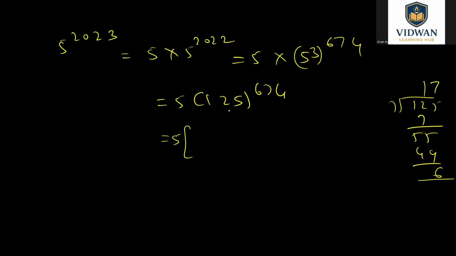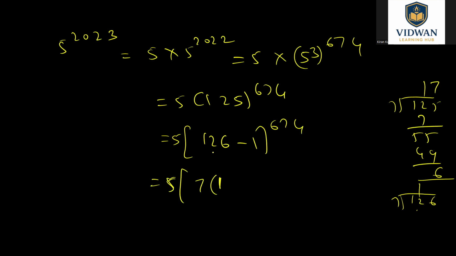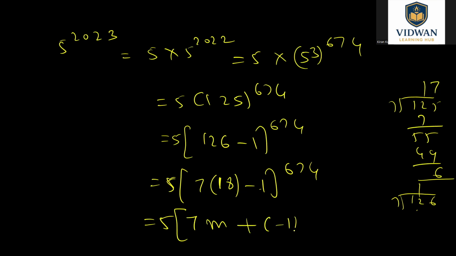So it's not divisible by this. So what is the number which is divisible by 7, other than 125, closer to that? If I take 126, is it divisible? Yeah. So you write 126 minus 1 because 126 is divisible by 7. How many times is it divisible? 7 into 18, minus 1. So definitely you can see when you expand, because there is 7 here, 7 into something, you will get a multiple of 7, some 7m plus minus 1 power 674.